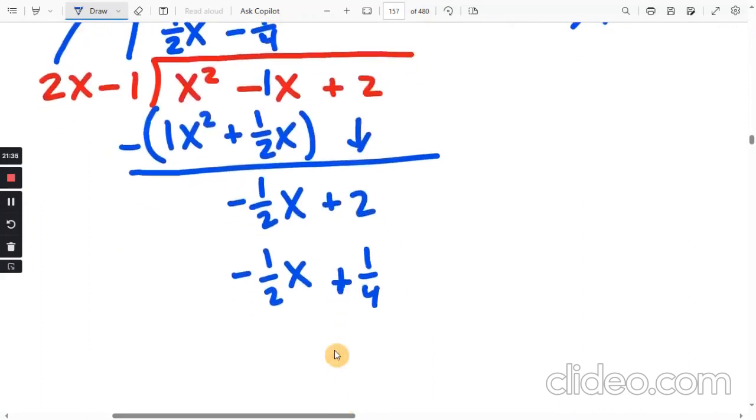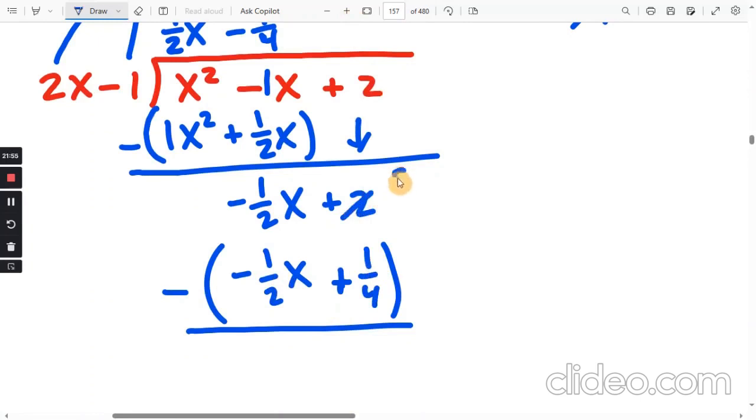All right, and once again, we are subtracting this whole thing. Negative 1/2 x minus negative 1/2 x is 0. And I would like to do a common denominator. This is in fourths, and the 2, how many fourths is 2? Well, that is the same as 8/4. So I am going to change the 2 into an 8/4. 8/4 minus 1/4 is 7/4.